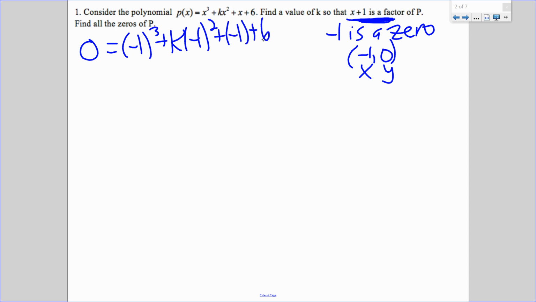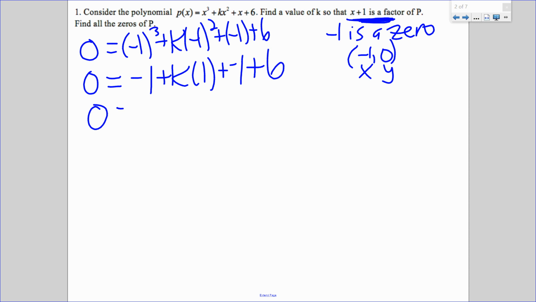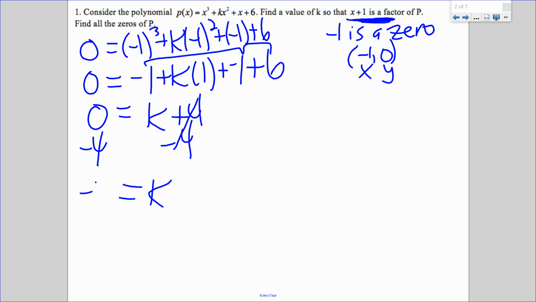Now I need to do algebra to find k. So negative 1 cubed is negative 1. Negative 1 squared is 1. Combine like terms. Negative 1 and negative 1 and 6 is positive 4. I finish solving for k. K equals negative 4. So that's the answer to the first part of my question.